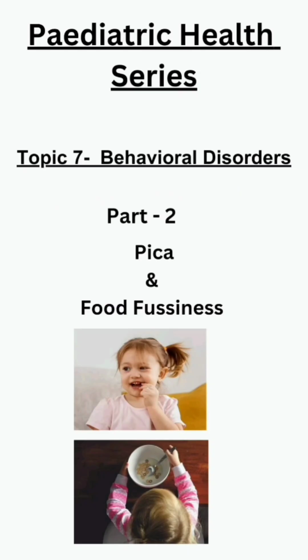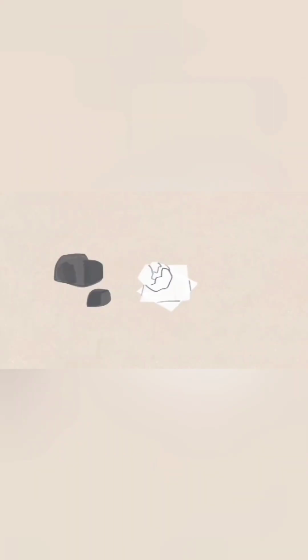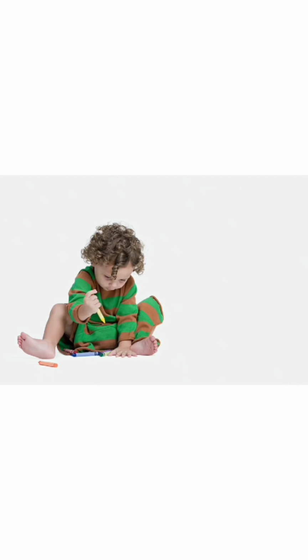Behavioral disorders, in which I am going to discuss pica and food fussiness. The first topic is pica. Pica is the persistent ingestion of non-nutritive substances such as plaster, charcoal, paint, earth for at least 1 month in a manner that is inappropriate for developmental level. It is a common problem in children less than 5 years of age.